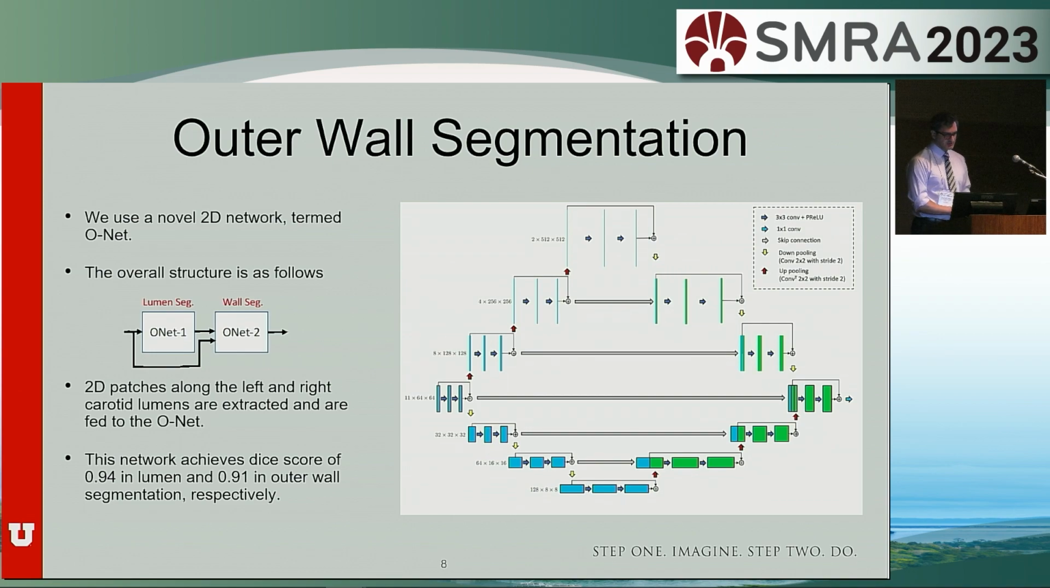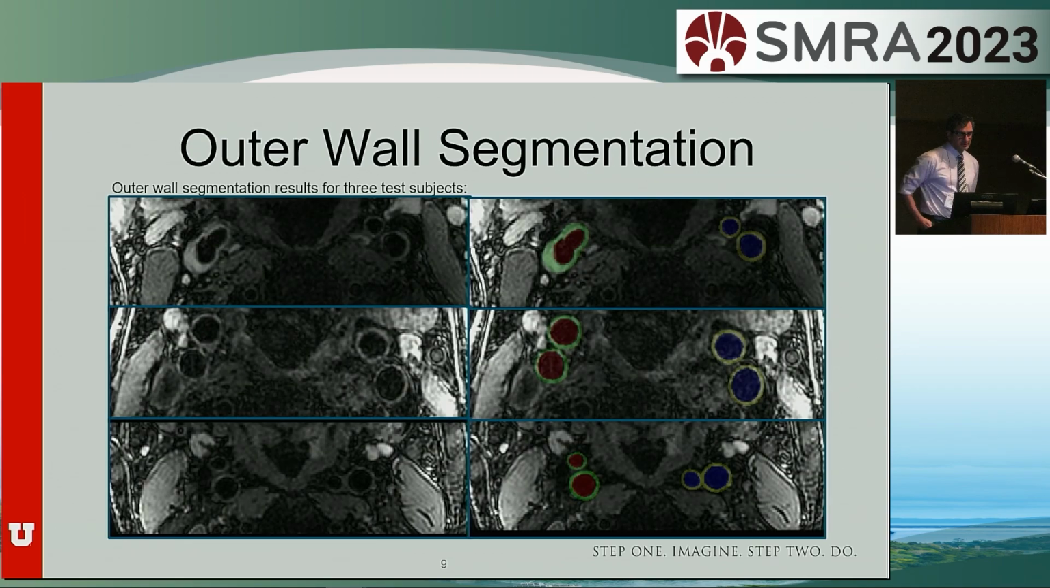From the structure, the overall structure is using two networks. The first network does the lumen segmentation, then the results of lumen segmentation along with the original images are fed to the second network for the outer wall segmentation. This network achieves a DICE score of 94% for the lumen and 91% for the outer wall, which is a pretty good segmentation performance.